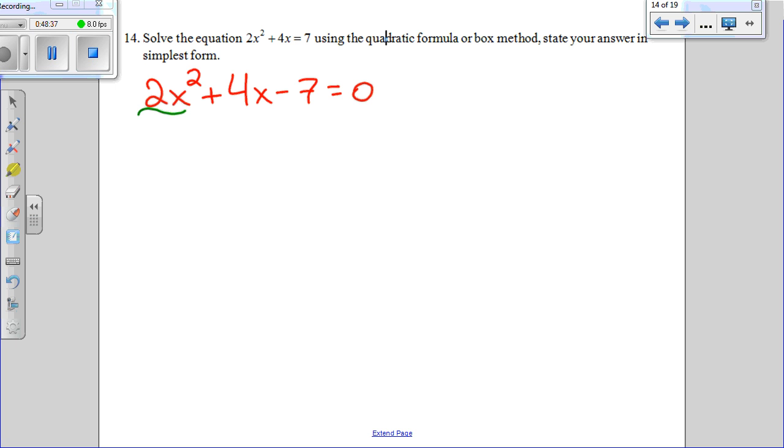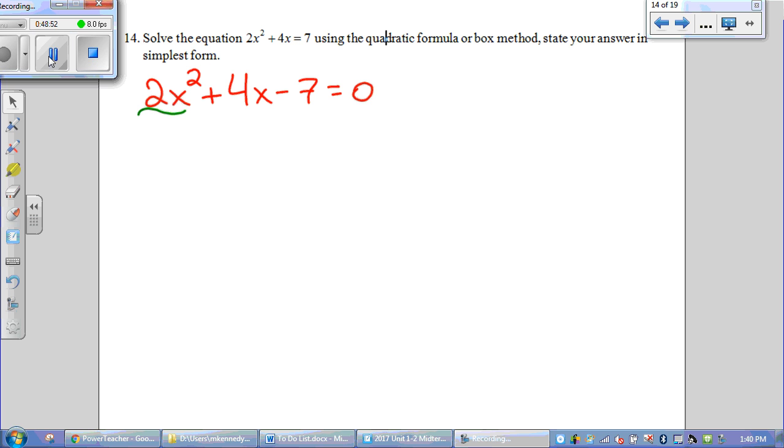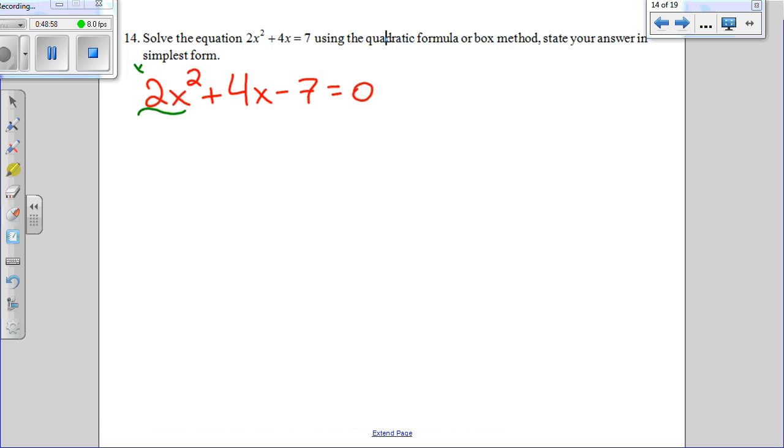Okay. So to do this box method, I'm going to multiply everything by 2, including the other side of the equation. It's just 0, so 0 times 2 is going to stay at 0, but we do it just for the sake of understanding. We are balancing both sides of the equation. This gives me 4x squared plus 8x minus 14 equals 0.